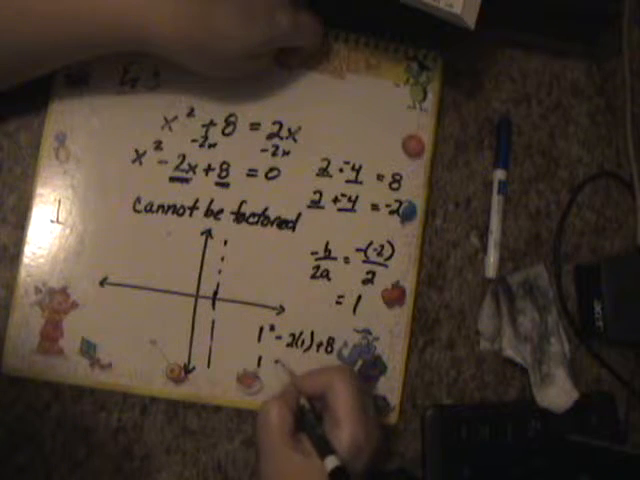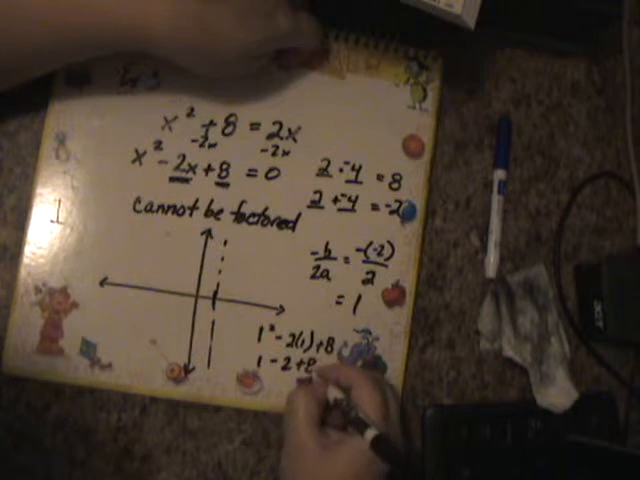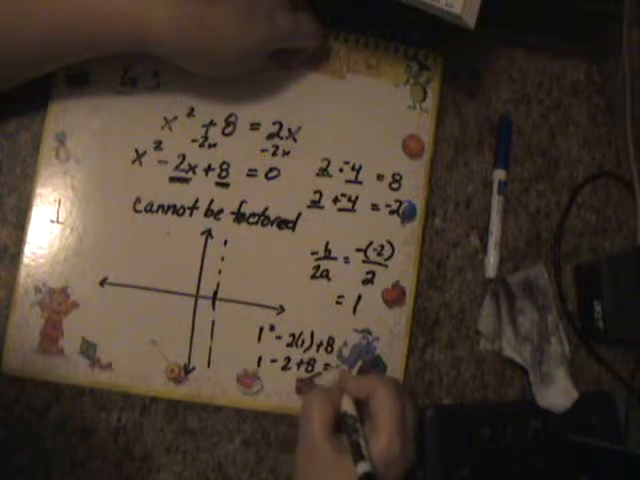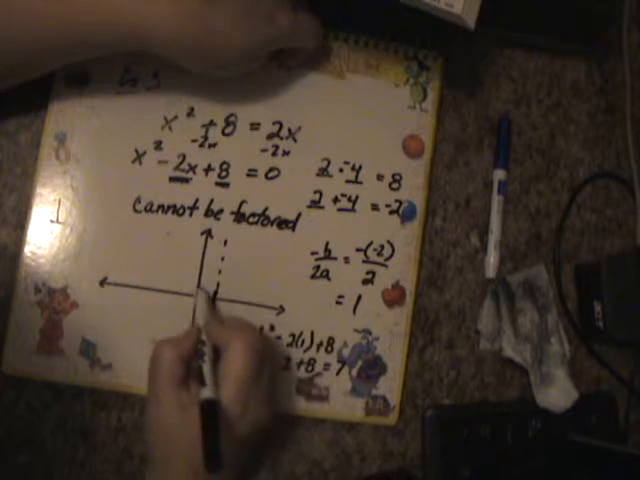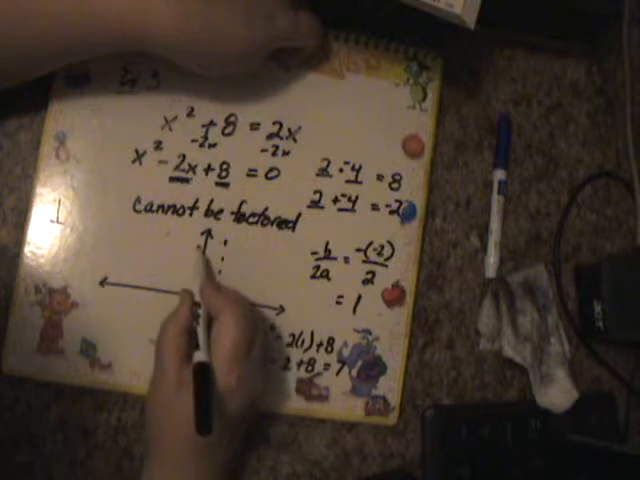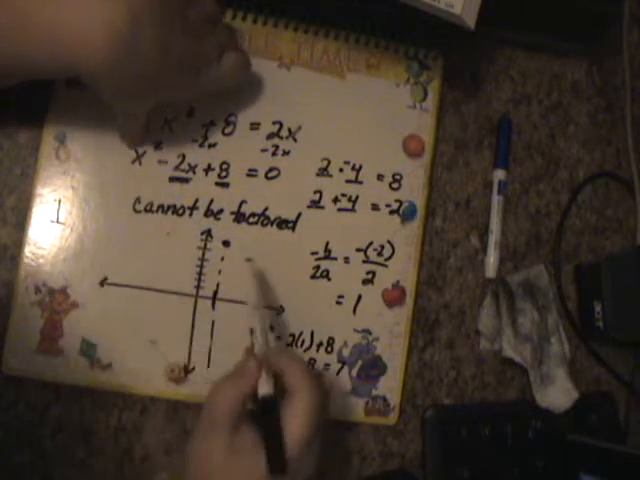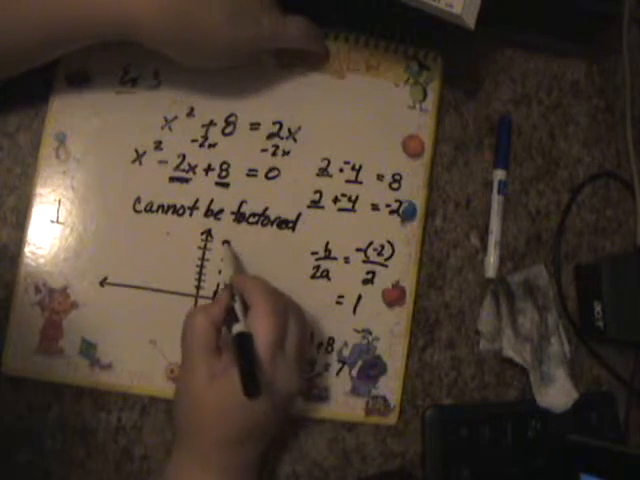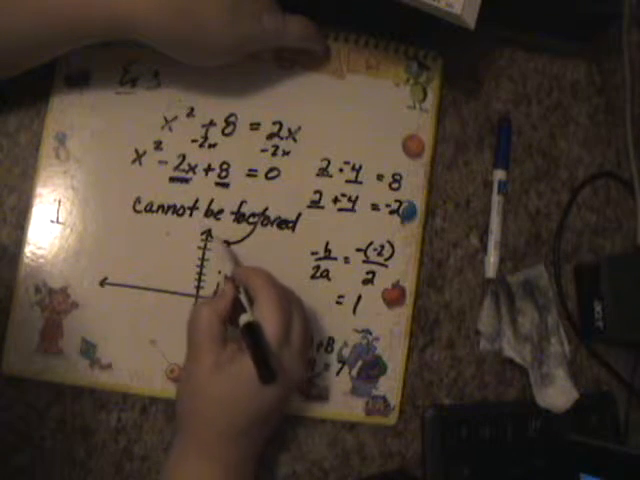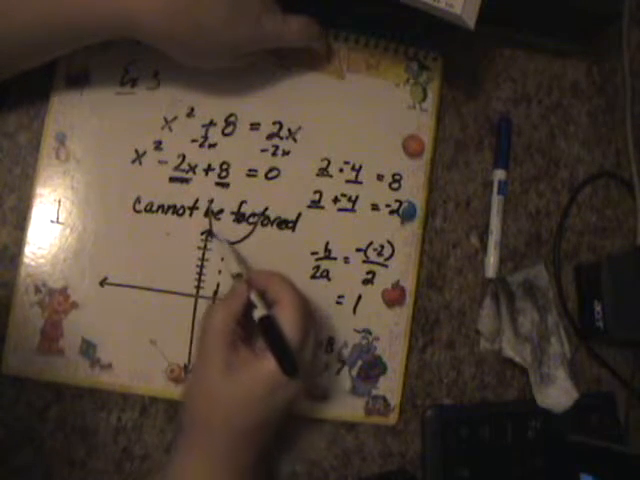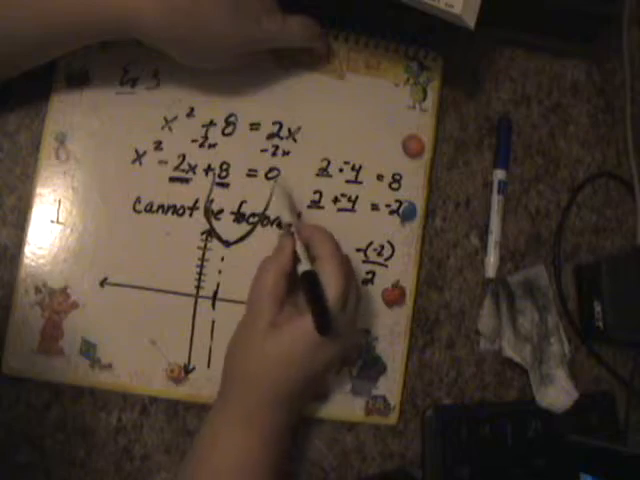So here I have 1 minus 2 plus 8. A negative 1 plus 8 equals a 7. So my vertex is up at 1, 2, 3, 4, 5, 6, 7. It's up at 7, and then it goes in a positive direction. And if you use your graphing calculator, you'll see this.